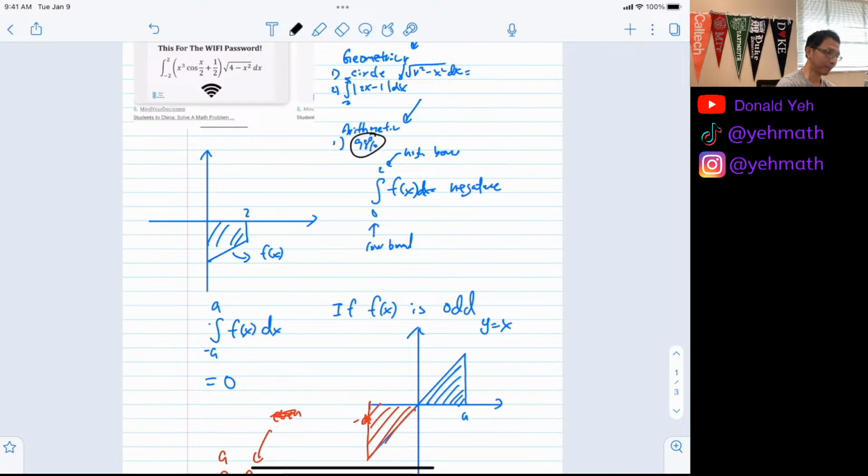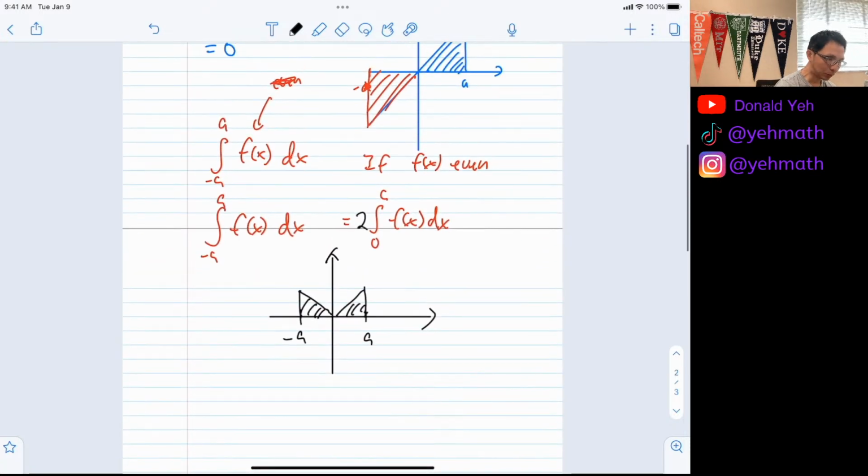Wait, can you scroll down again? I'm sorry. And is that A or C on the upper bound of that one? That's A. Okay. And what were you talking about when you said high bound, low bound, up there?